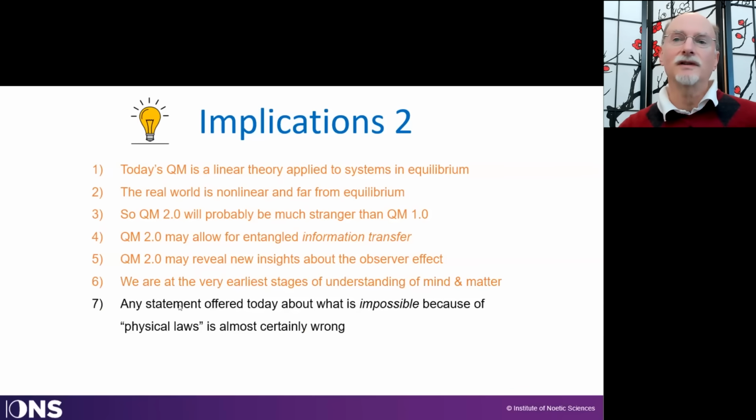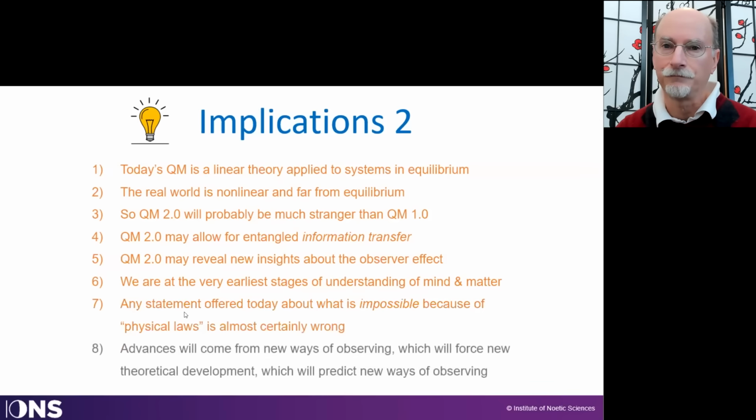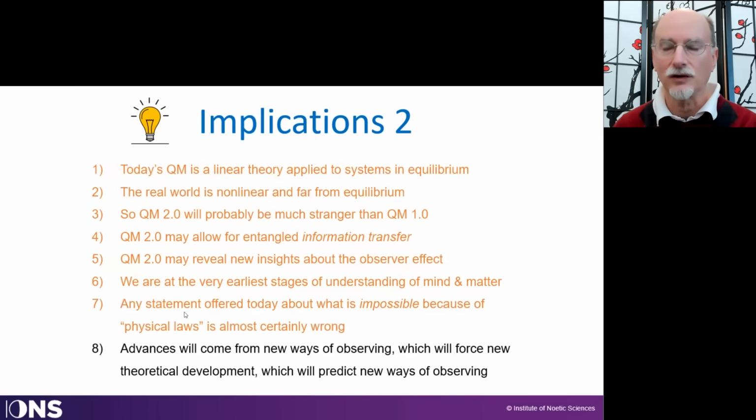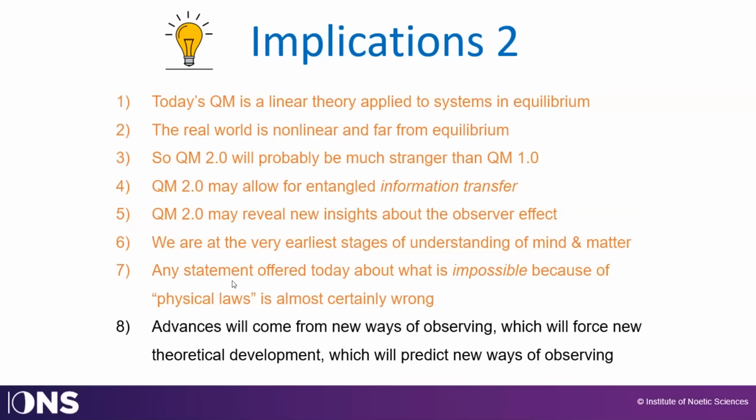So any statement offered today about what's impossible, or supposedly impossible because it might violate physical laws, is somewhere between certainly wrong and simply a lack of imagination. Because, as I said, we're at the earliest stages of understanding what's going on here. So where do advances come from? They'll come from new ways of observing what's going on. That means new instrumentation, new hypotheses, which will force new theoretical developments, which will in turn predict new ways of observing, and the cycle will go around and around.